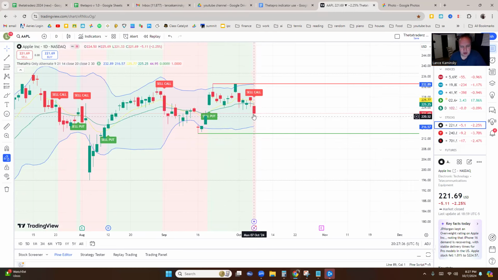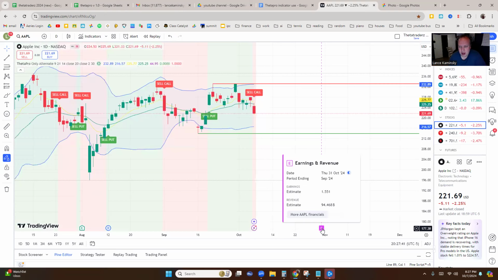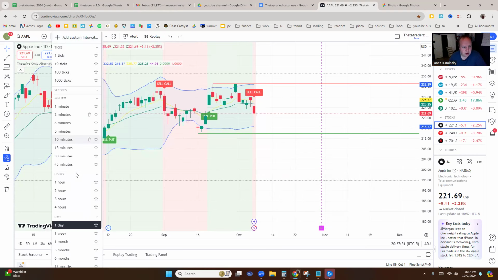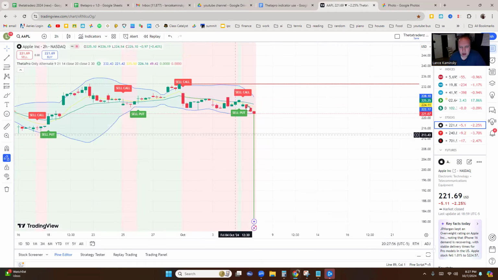If you want to go a little bit further out in time, the earnings are coming up on the 24th. So I would probably go to an even shorter time frame here, about 2 weeks or so, and try to get in before the earnings. For instance, I would look at maybe a 2-hour chart. And on the 2-hour chart, it still says sell calls. We had 3 down candles in a row, and we're actually at the low in the time frame.